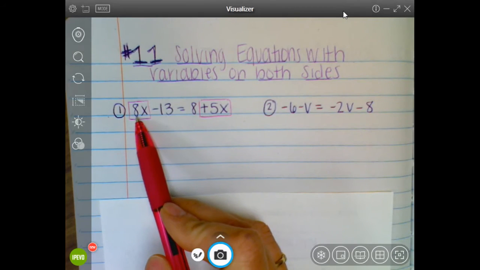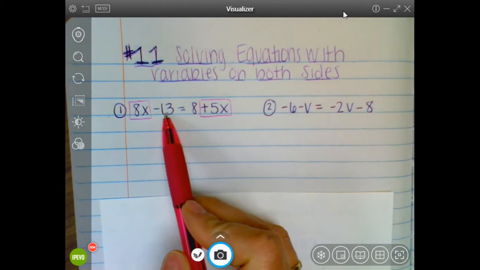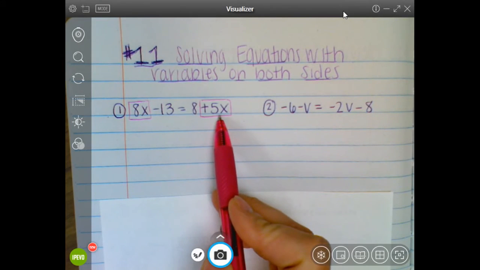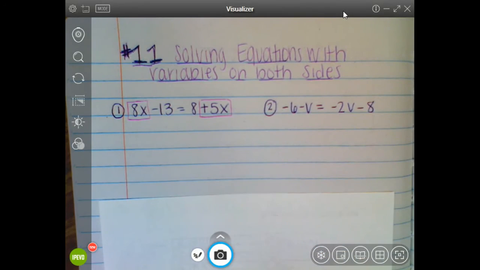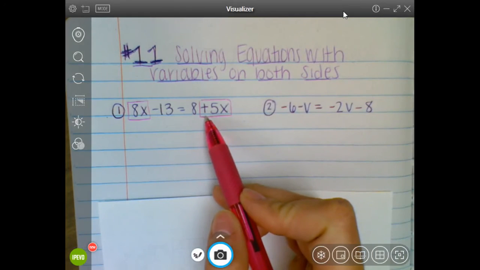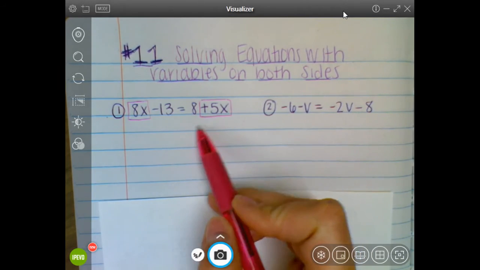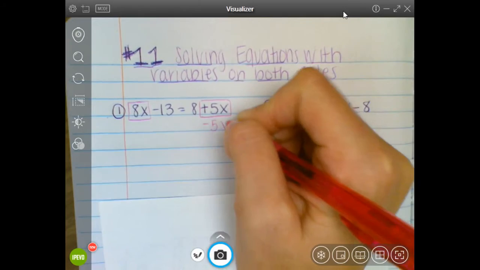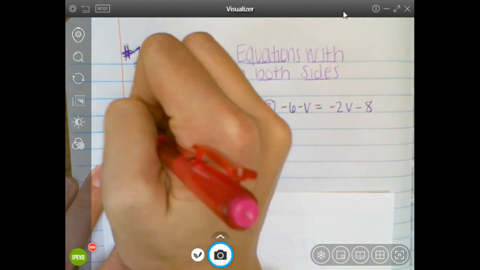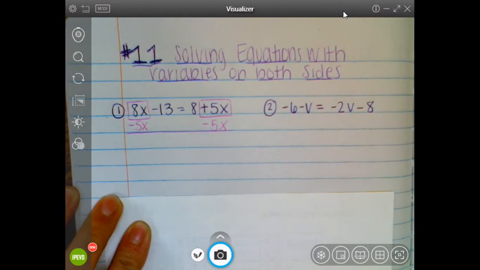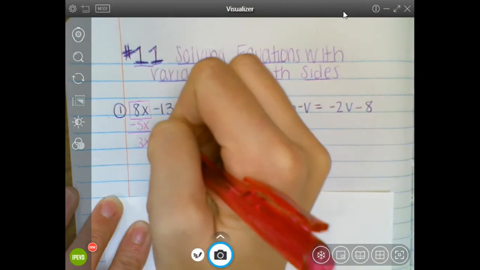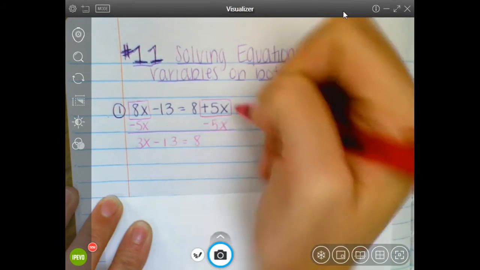So if I look on this side and think about combining like terms, 8x and negative 13 are not like terms, so I cannot combine them. On the other side, 8 and 5x are also not like terms. So I want to use my inverse operations that we talked about earlier this week. To move this positive 5x to the other side with the 8x, I have to do the inverse of addition, which is subtraction. So I'm going to subtract 5x here and subtract 5x here. 8 minus 5 gives us 3x minus 13 equals 8, and these cancel.